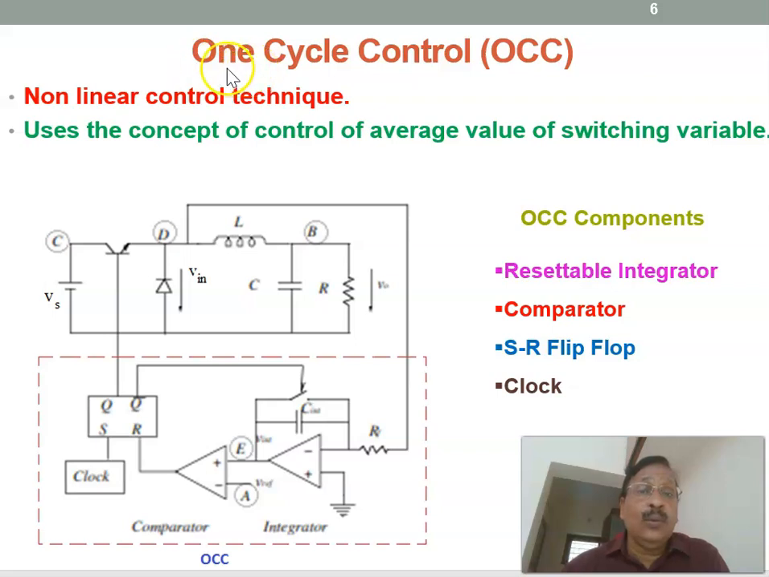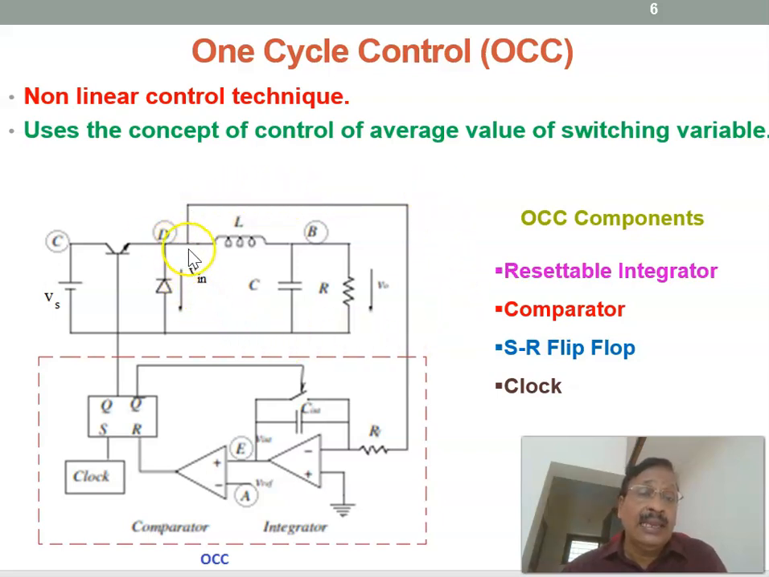Now let us see what is meant by one cycle control, or OCC. It is basically a non-linear control technique that uses the concept of control of the average value of the switching variable. Here, when the switch is on, the input voltage VD is available at this point, and when the switch is off, the output voltage is 0. That is in a buck converter, as we have already explained.